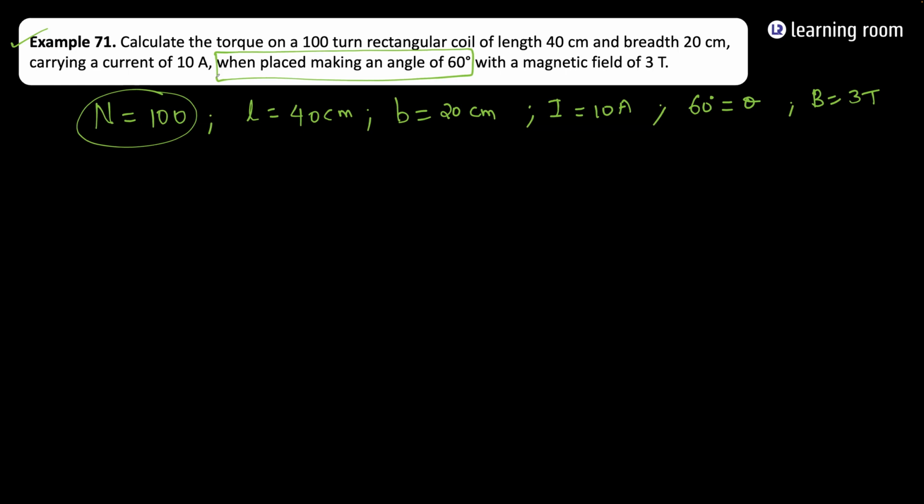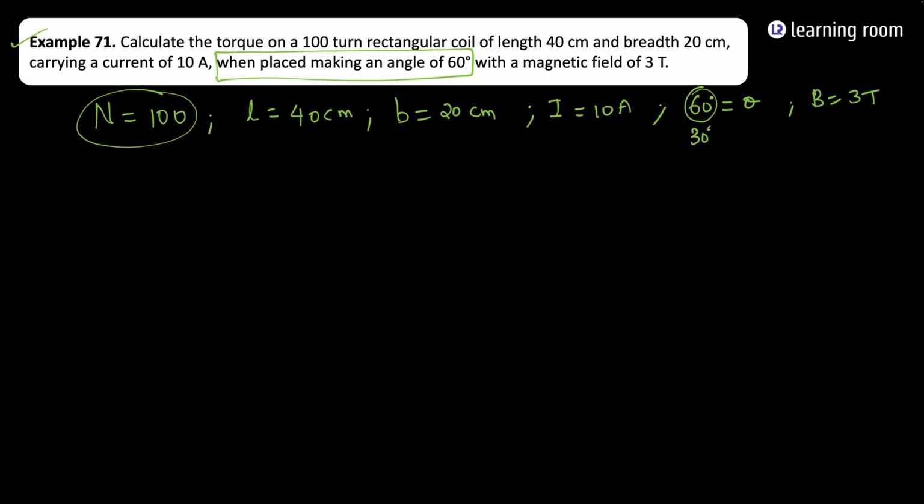But what is the direction of areal vector? Areal vector is like this, perpendicular to the surface. Magnetic field is like this. So the angle between the magnetic field and this coil is 60. But what is the angle we need to take into consideration? The angle between the magnetic field and the areal vector. So in this question, if you take theta equal to 60, you will get a wrong answer. You should take 30. So here, theta is actually 30 degrees.